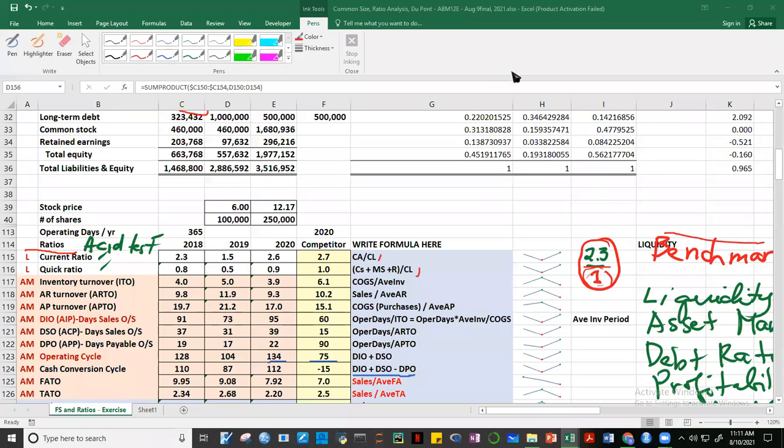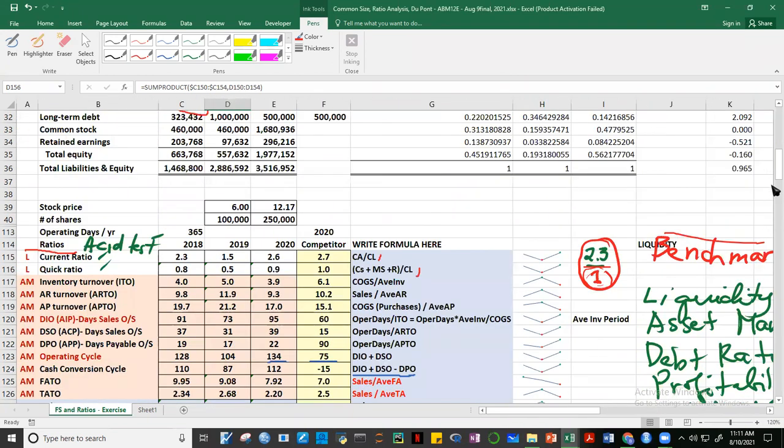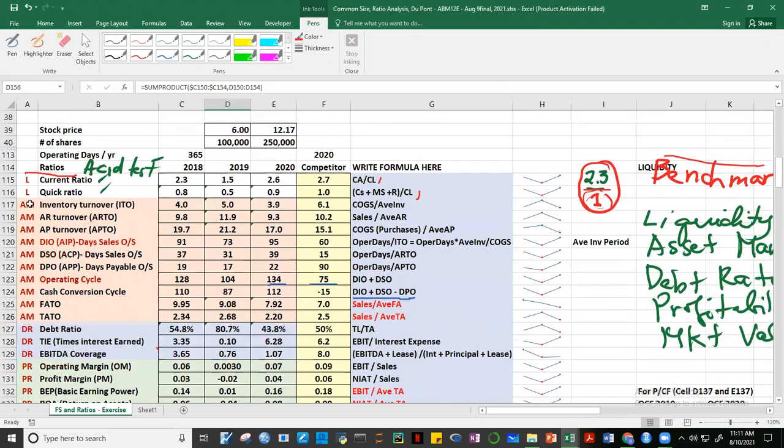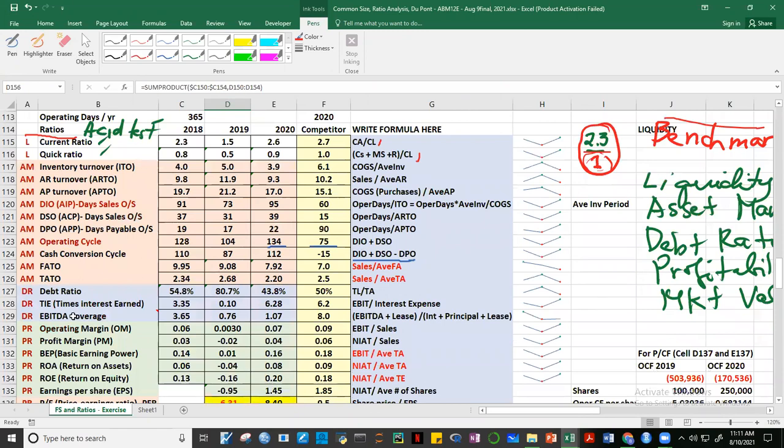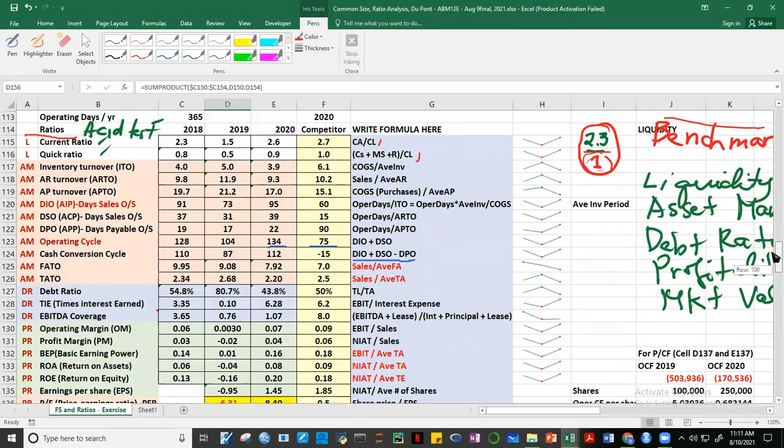Today we're going to finish this worksheet that we were working on, financial ratio analysis. Last time we said there are 5 different types of ratios that we're going to focus on: liquidity, asset management, debt ratio, profitability ratio, and the market value ratios. Last time we started looking at liquidity ratios and asset management ratios, although we didn't finish the asset management ratios.